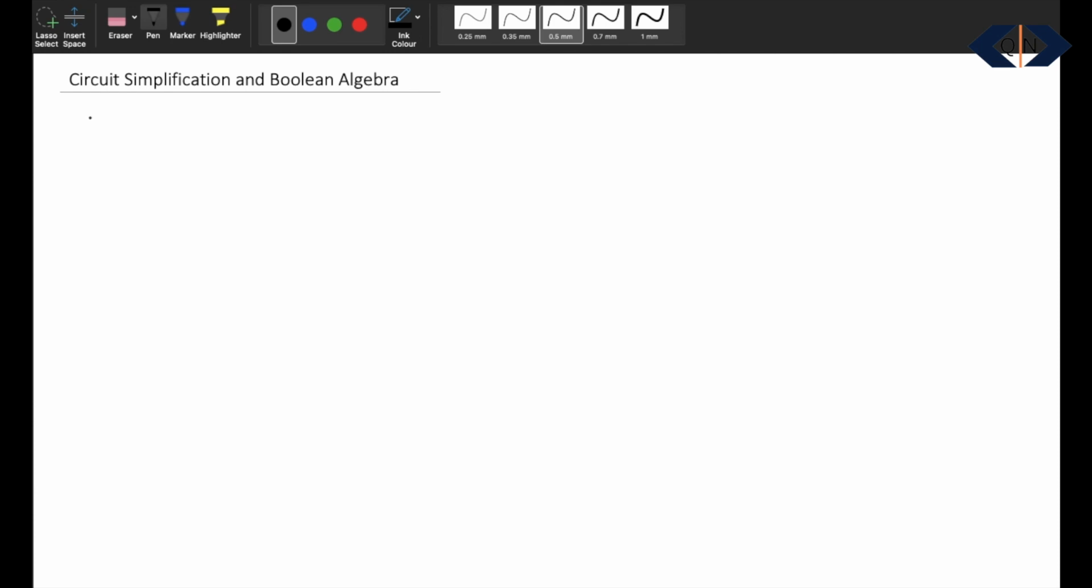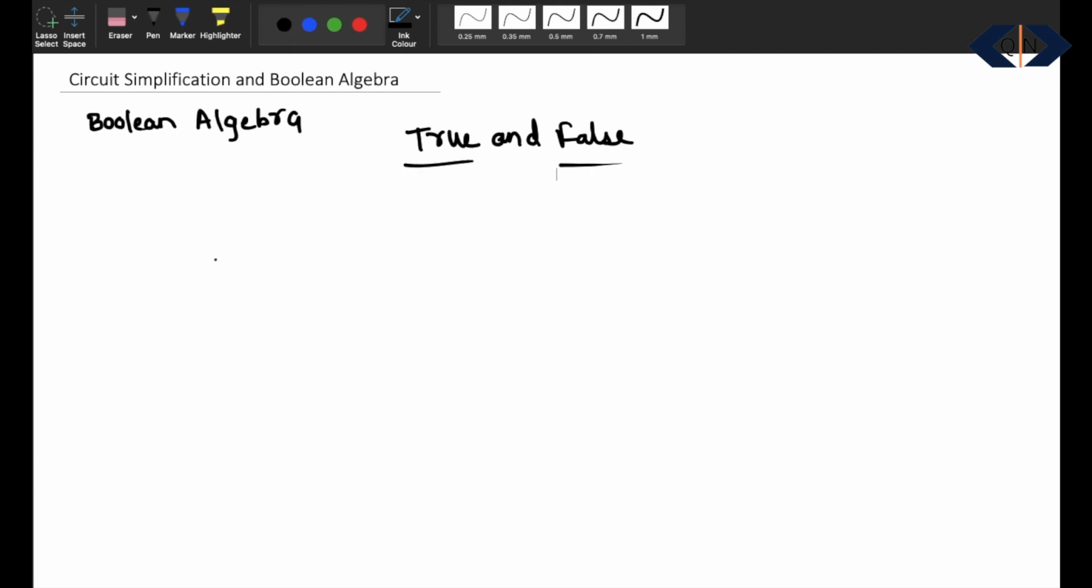So what is Boolean algebra? As you know, Bool means true and false. Boolean, true and false. So the calculation associated with true and false is known as Boolean algebra. Okay, so how will we be writing it?